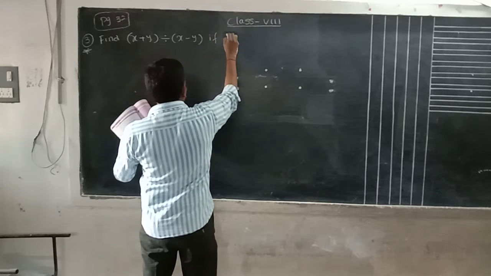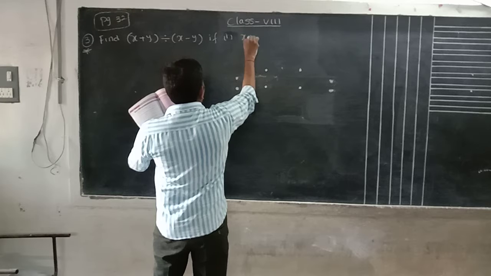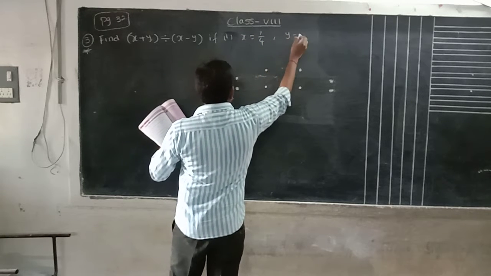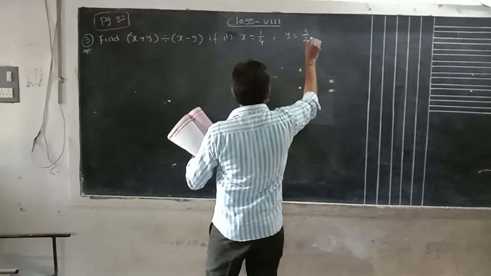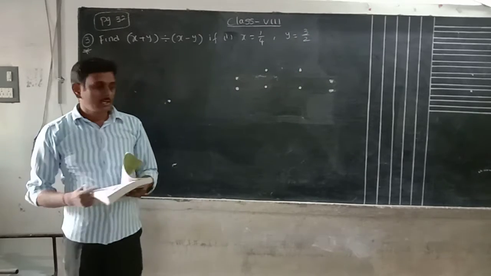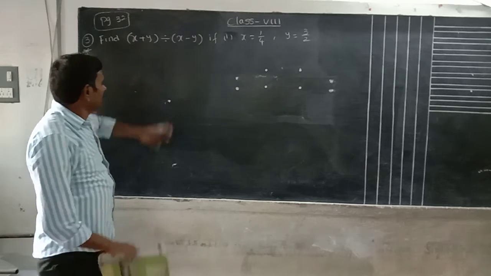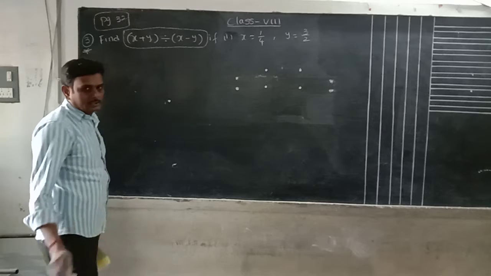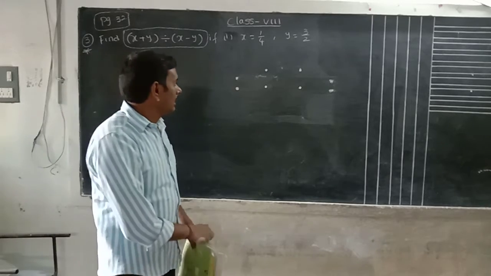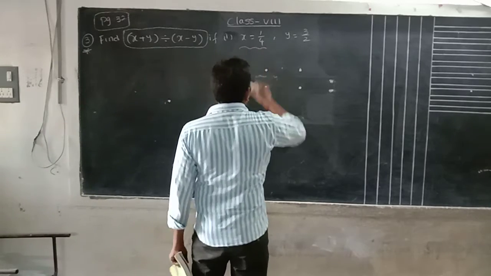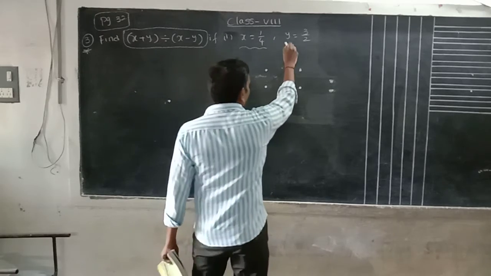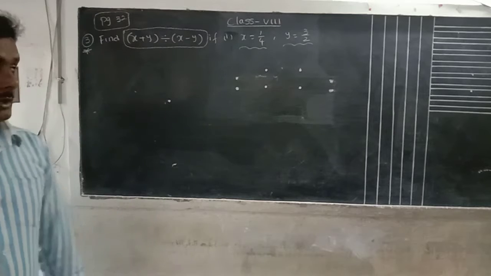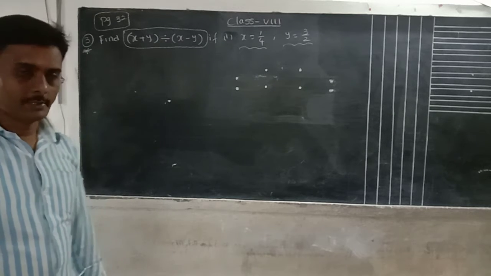I am discussing the second question. We already completed the first question and I gave homework for it. x equal to 1 by 4, y equal to 3 by 2. This is the question they gave. We have to take the condition x plus y divided by x minus y, and in it we replace x equal to 1 by 4 and y equal to 3 by 2.